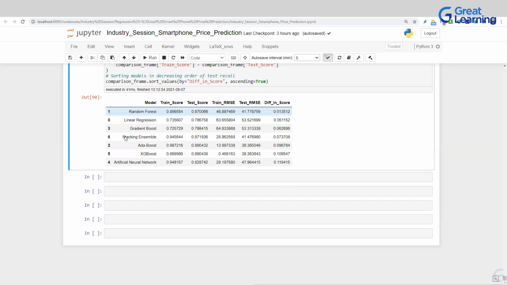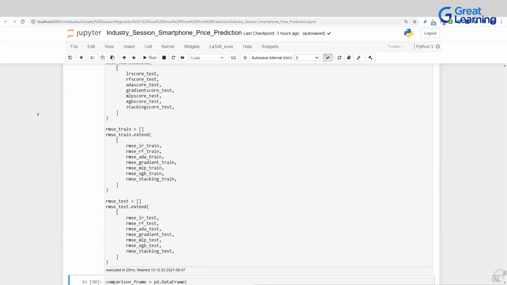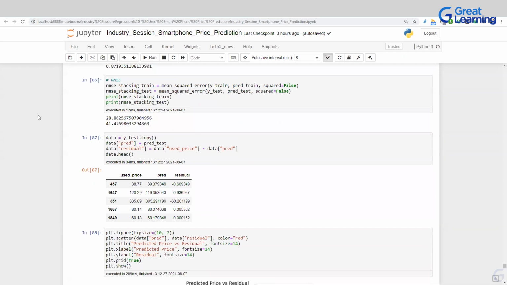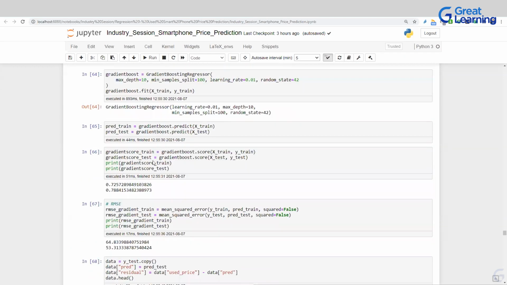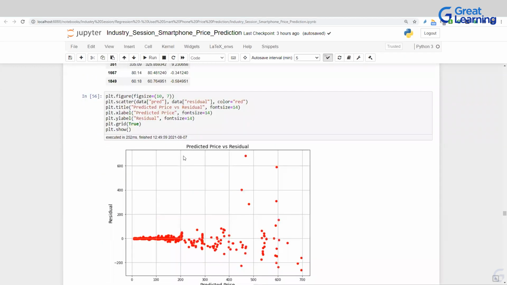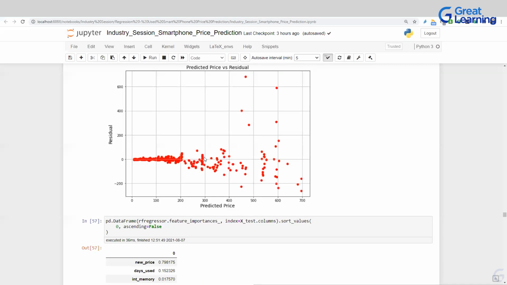So out of all the algorithms here, I will pick random forest as my final model. And if I have to recommend this to the business, I'll go back to random forest and say that this model is giving us a very good prediction up to 200 euro phones. From 200 to 400, there is a slight bit of error, which is less than 100 euros. And after 400, we cannot use the model because the error is too high.